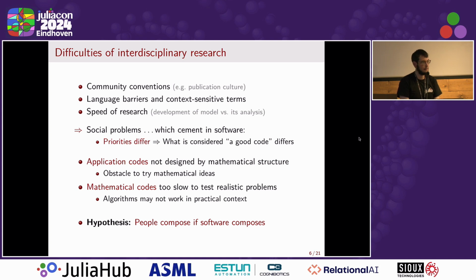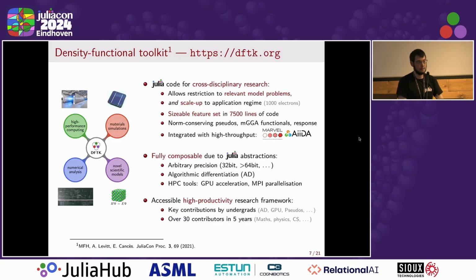And here, same as I said in the keynote, if we can come up with software that allows these different viewpoints to compose in one code, that also allows us to compose these different fields and come up with joint academic research. That's ultimately been the motivation for the density functional toolkit: to make something accessible to different communities, able to treat model problems that are interesting from a math point of view, but also to go to something like 1,000 electrons, a realistic scale system, all in something like 8,000 lines of code, which is really small compared to standard codes in the field.